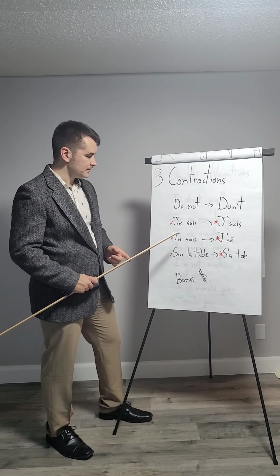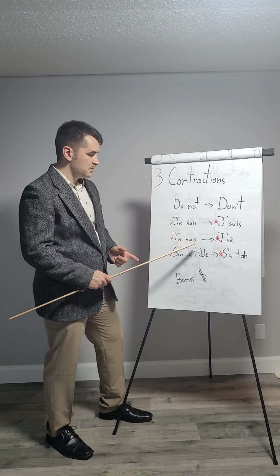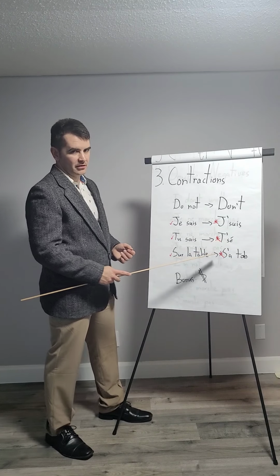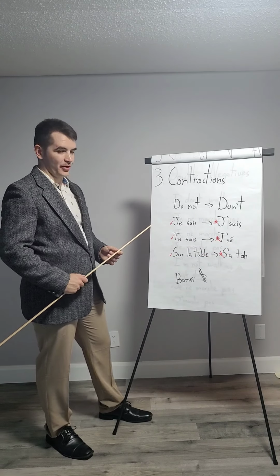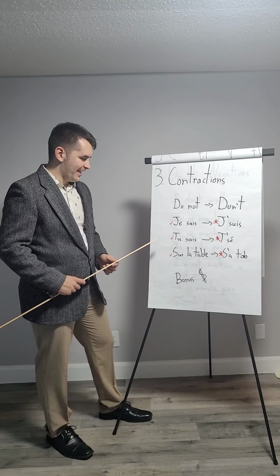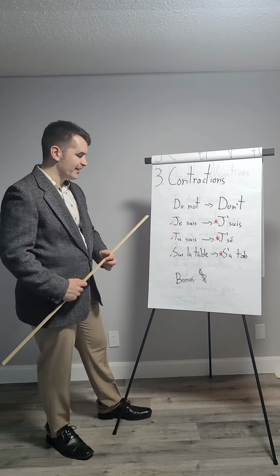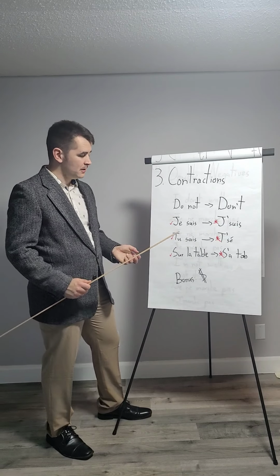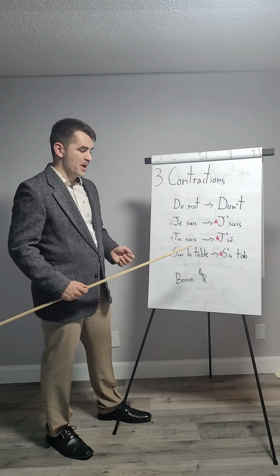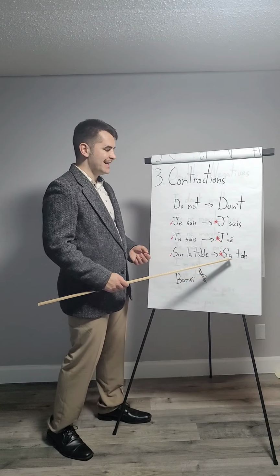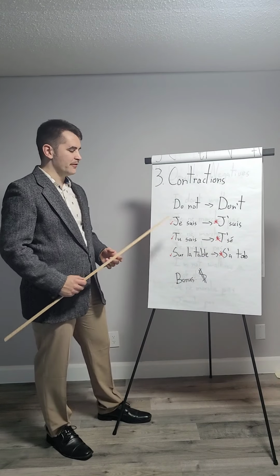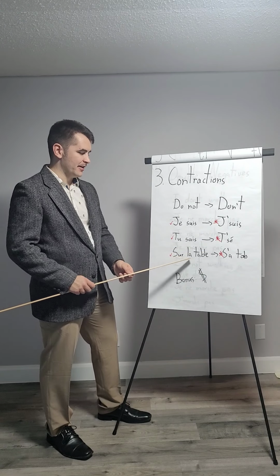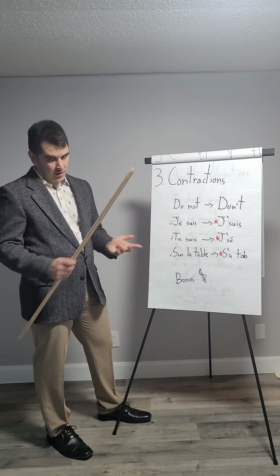So, tu sais might become t'sais, and I'm being a bit liberal with how I write these words because they're kind of made up. And then finally, for the more advanced learner, we have sur la table, which may become, in an informal context, sa table. So all of a sudden, the R disappears, and then the L disappears, and then the other L disappears. We'll talk more about that in another video.